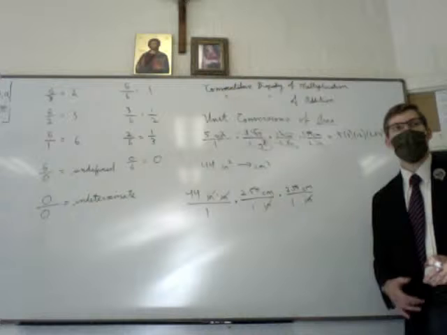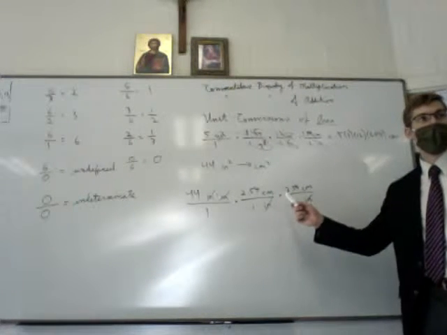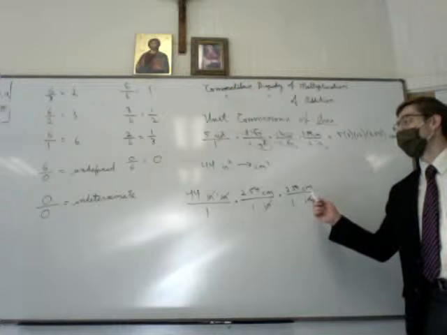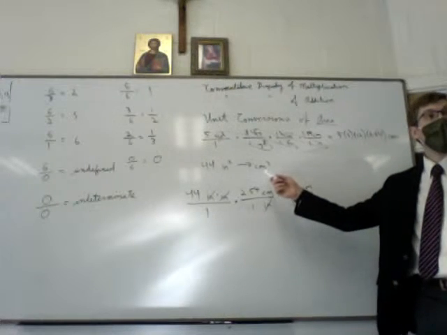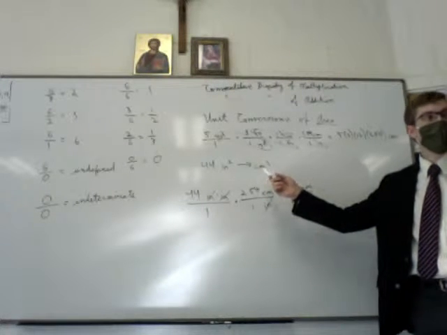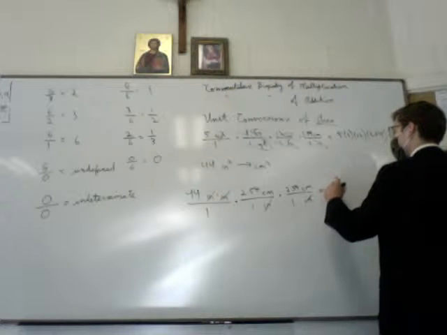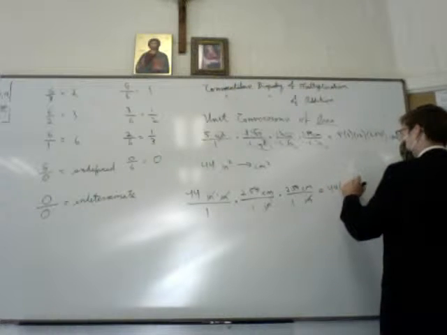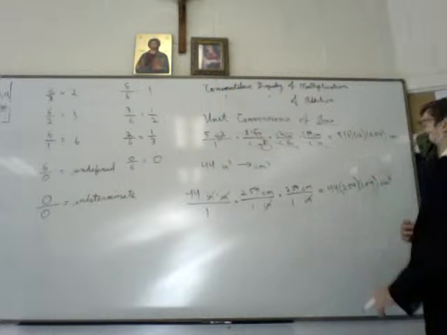Now what units do I have left? What units do I have left here? Centimeters times centimeters. I've got centimeters times centimeters, or square centimeters, which is what I'm looking for. So my answer is going to be 44 times 2.54 times 2.54 centimeters squared.